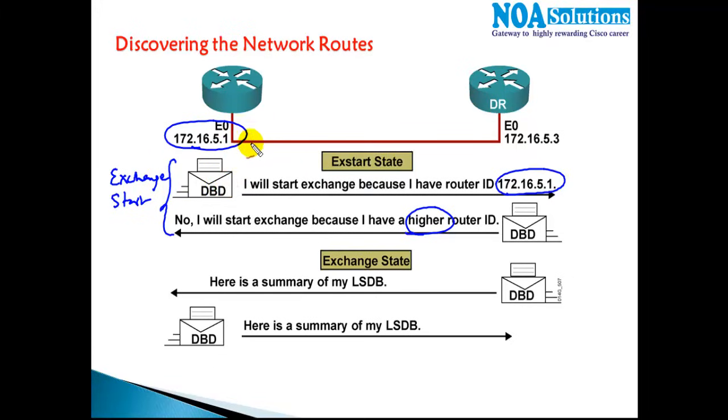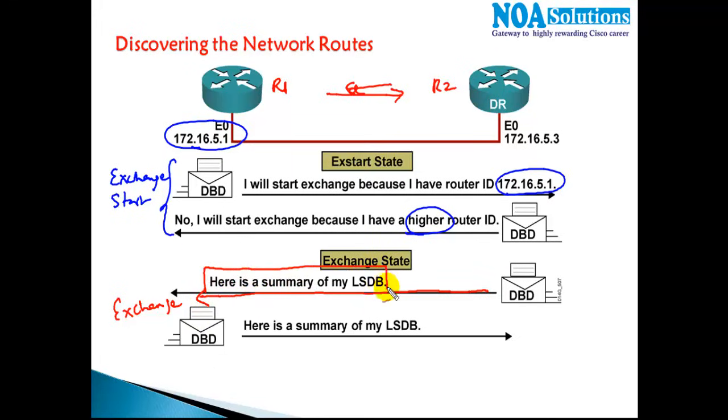Now what generally happens is, if router 1 has the higher router ID, router 1 will send first. If router 2 has the higher router ID, router 2 will send first. So that will be decided in the ExStart stage. And in the exchange state, they do the actual transmission. So they exchange their own summary of the databases, like router 2 will send first because it has the higher router ID.